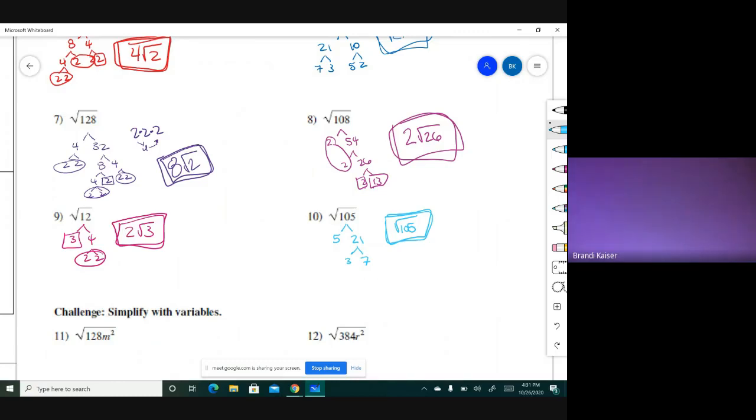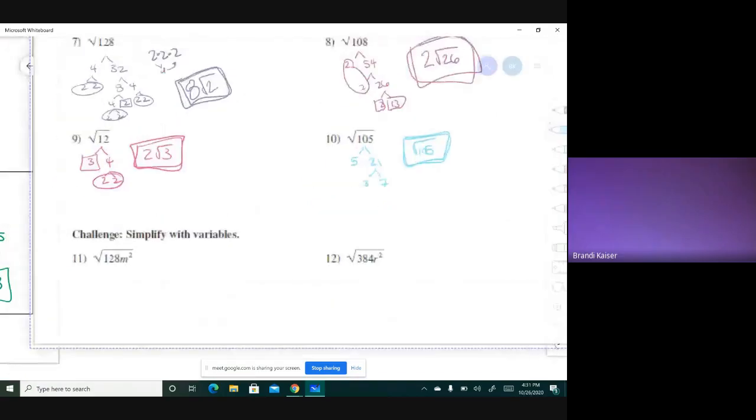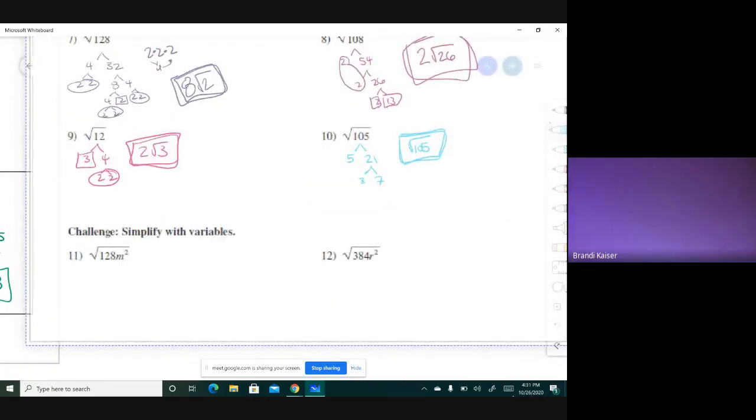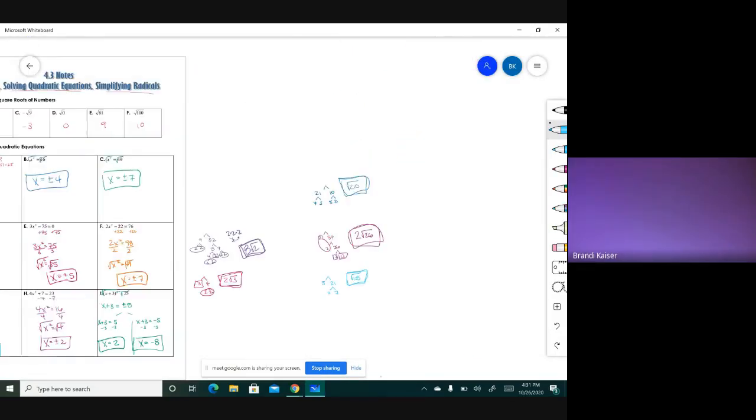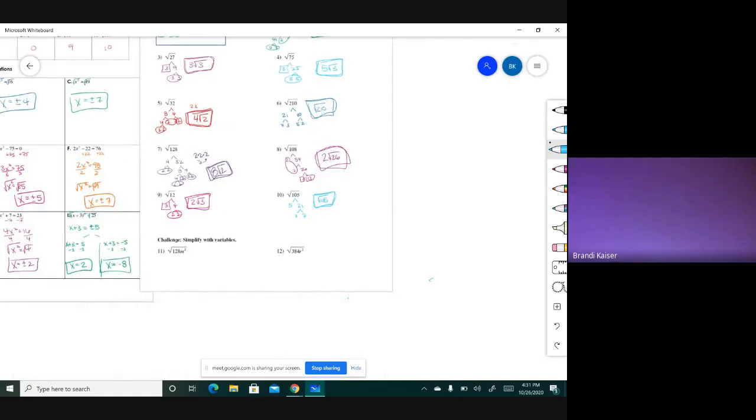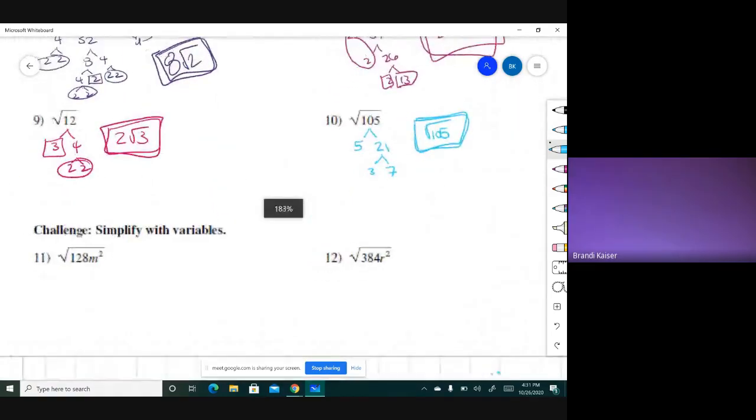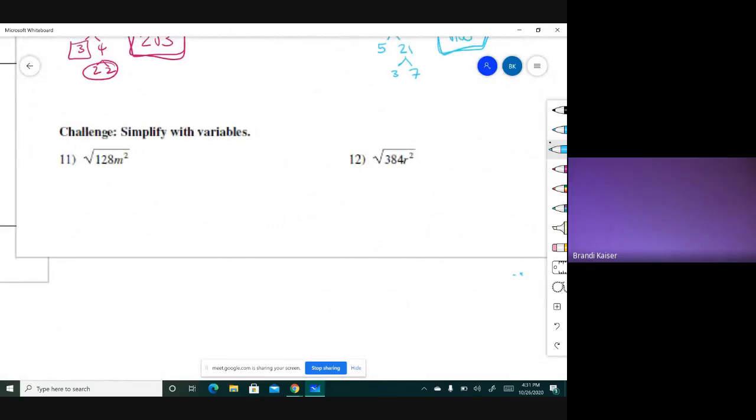Okay. The very last things that I want to look at, and this is more or less going to help us later on in the semester, so I just want to kind of take a look at it now. Simplifying with variables. Okay, so believe it or not, if there is a coefficient, like a number, and then there's a variable underneath your radical, we can simplify both. As long as my screen will unfreeze. So I'm going to take a look first at the square root of 128 m squared. Okay, with this, I can treat the coefficient and the variable separately from each other.